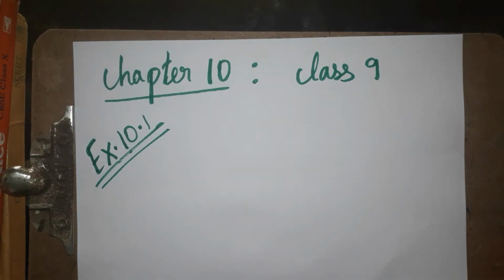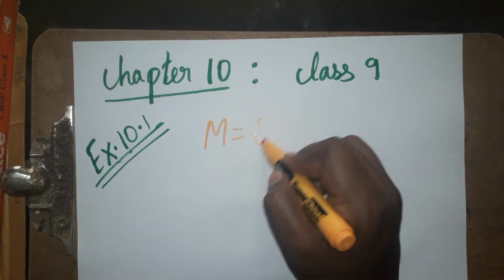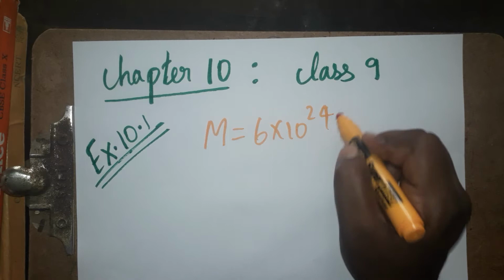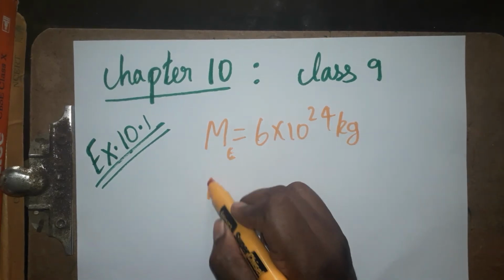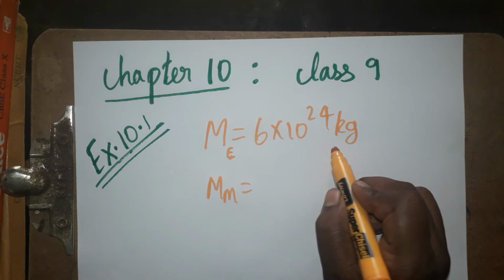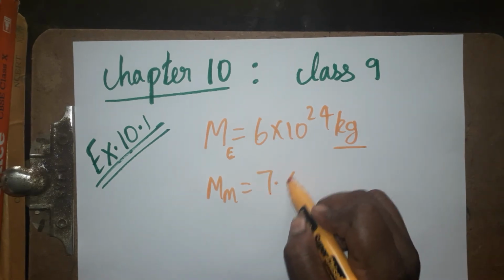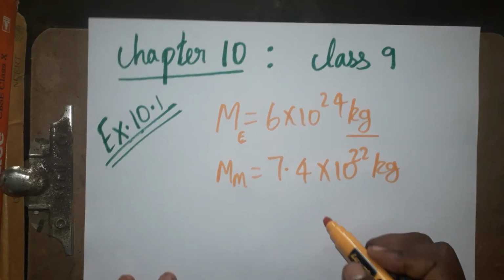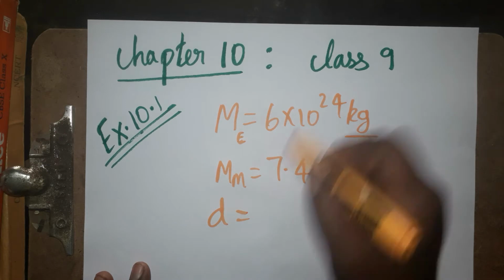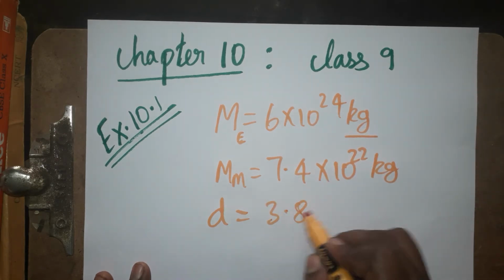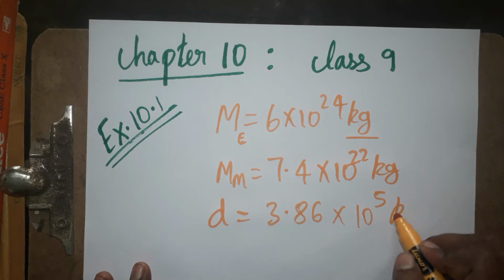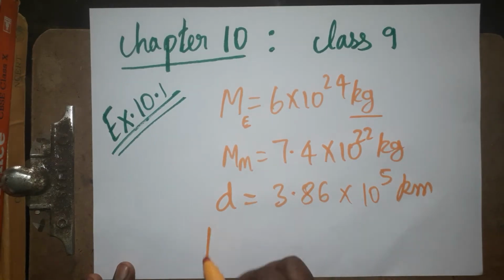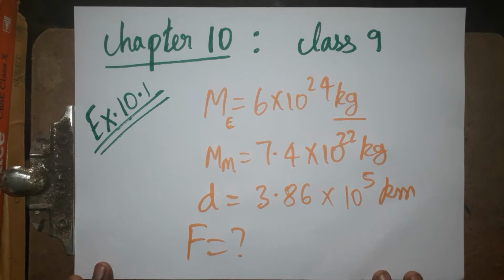It is gravitation. Okay, so given data: mass of the earth is given, 6 into 10 power 24 kg. Whenever you get kg, that represents a mass. Mass of the moon is also given, 7.4 into 10 power 22 kg. And the distance between the earth and the moon is 3.86 into 10 power 5 kilometer. Now they asked what is the force of attraction between these two masses. That's the question. It's a very simple question.